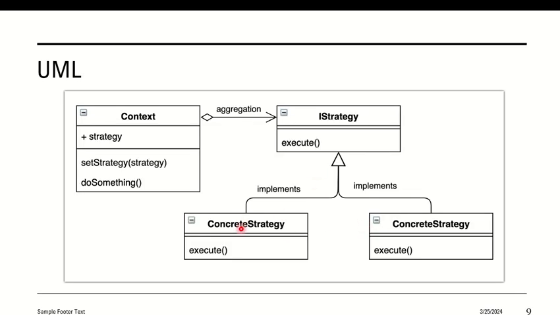And so strategy classes must implement your interface. Now this is an abstract class, and it cannot be instantiated.